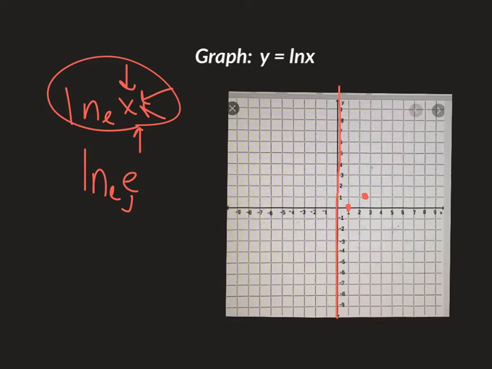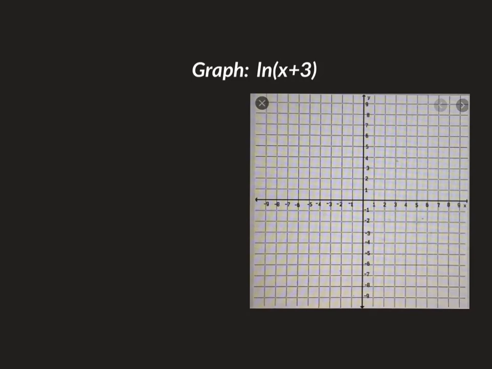So your graph, let me change color here real quick, is going to be closer and closer to your asymptote. It's going to come up and curve over just like that. Let's try another one. Okay, this is the same thing. It says natural log of x plus 3.